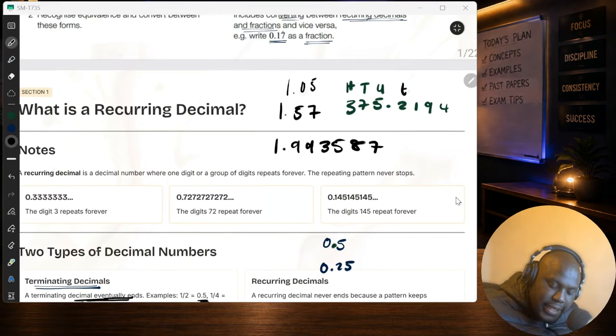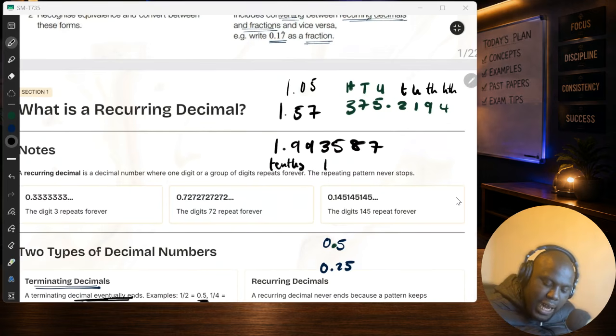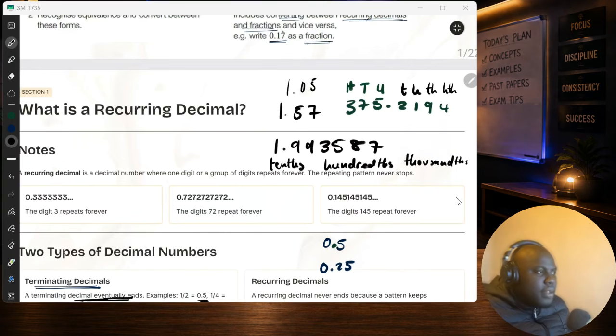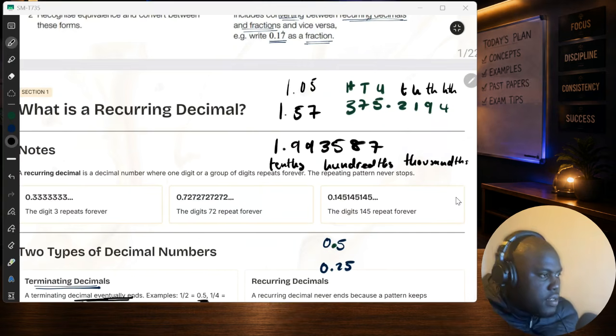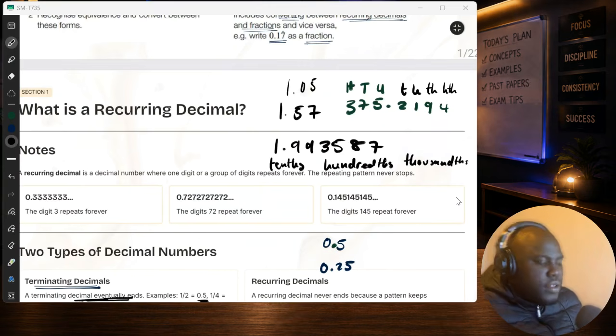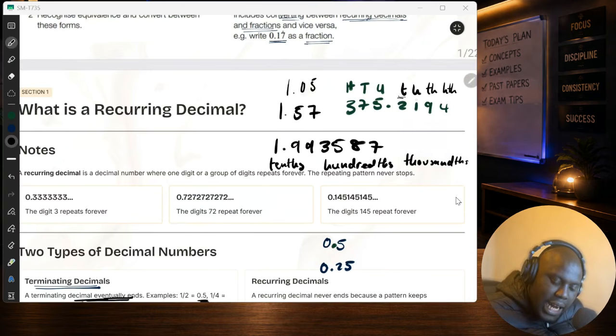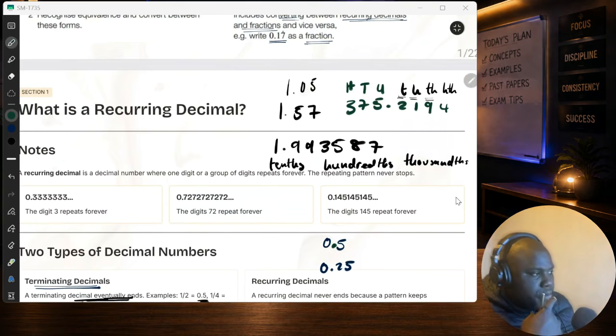This is tenths. These are hundredths. These are thousandths. Like this. So it's tenths, then hundredths, then thousandths. So there we go. We have tenths, we have hundredths, we have thousandths. So we put place values. That's the first thing you do. So let's come to it.